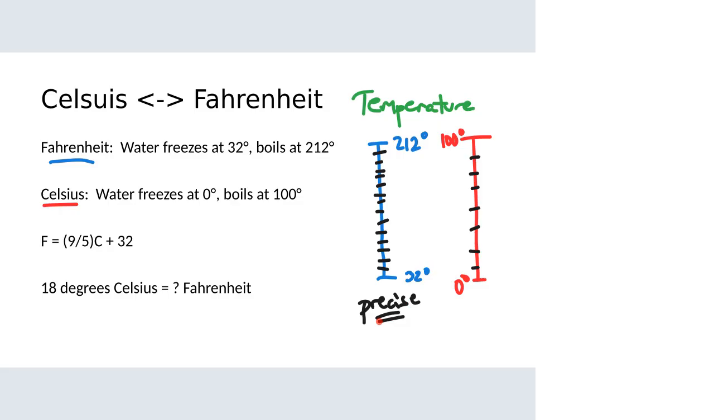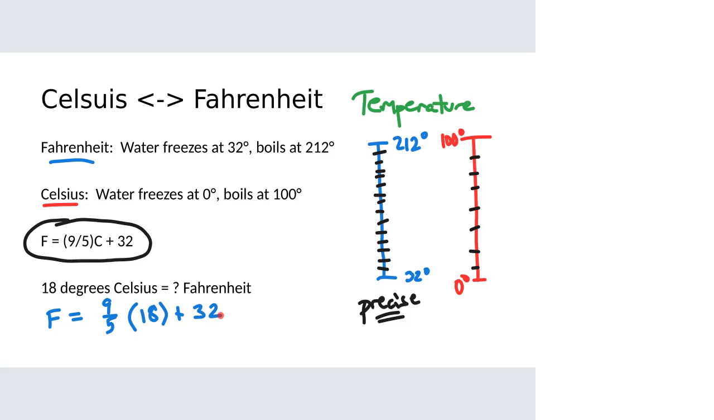If we want to go back and forth between Fahrenheit and Celsius, our formula is right here. Fahrenheit degrees is found by doing 9/5 times the Celsius temperature plus 32. For example, if it's 18 degrees Celsius, then what would the Fahrenheit temperature be? Well, let's see. Fahrenheit would be 9/5 times 18 degrees Celsius plus 32 degrees. And we just need to simplify that to be able to find Fahrenheit. I want you to be able to go back and forth between Fahrenheit and Celsius. This is the formula that we'll use.